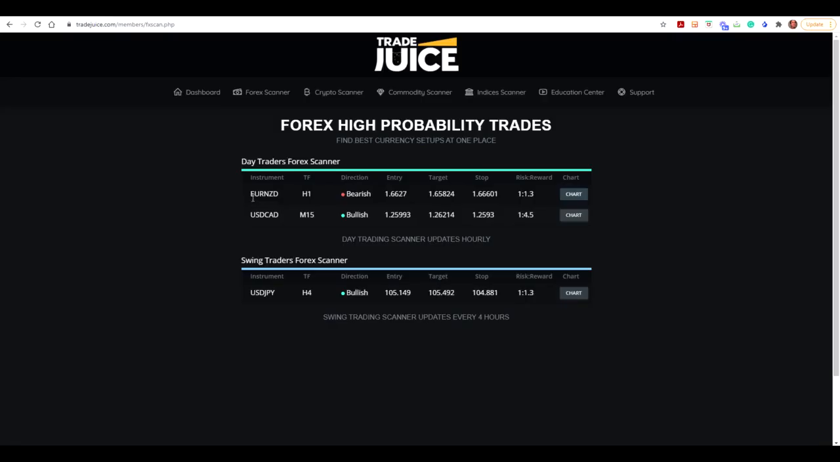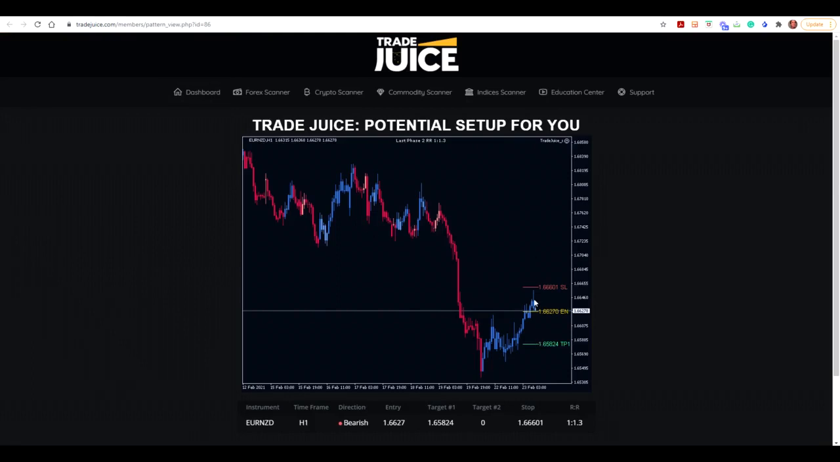Hello everyone, and I'm on the Tradeology platform. I see that there is a setup occurring right now on the New Zealand dollar, 1 hour bearish. I've got my entry, target, stop, and my risk to reward set. And if I had to check the trade, I can see where to enter, where to set my stop, and where to set my take profit target. So I'm about to enter that now.